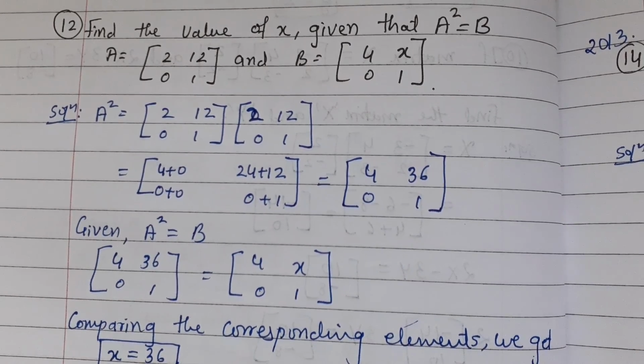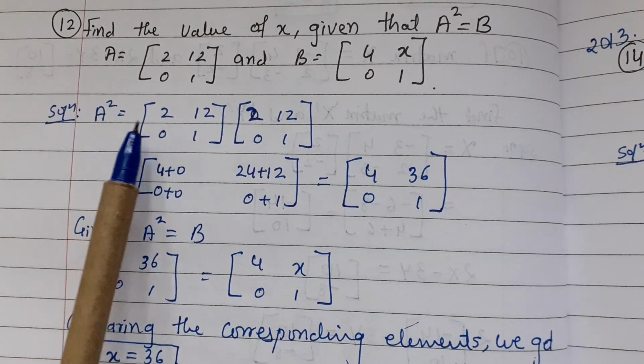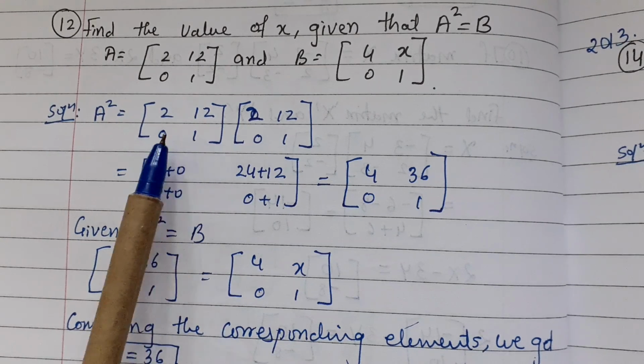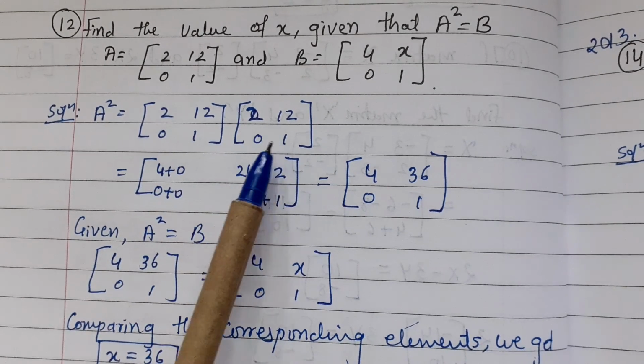Sum number 12. Find the value of x given that A square equal to B. A equal to 2, 12, 0, 1 and B equal to 4, x, 0, 1. A square, so first we will find the A square value. A into A matrices, which is 2, 12, 0, 1 into 2, 12, 0, 1.